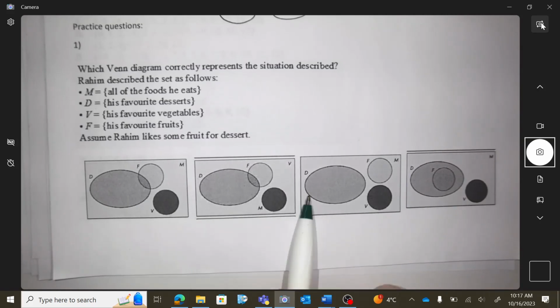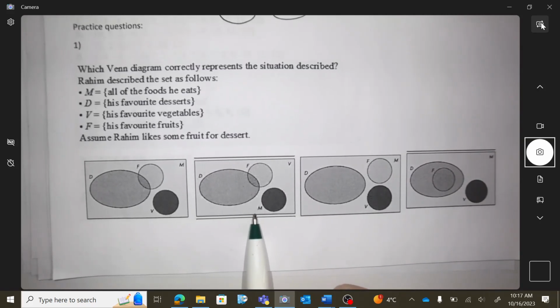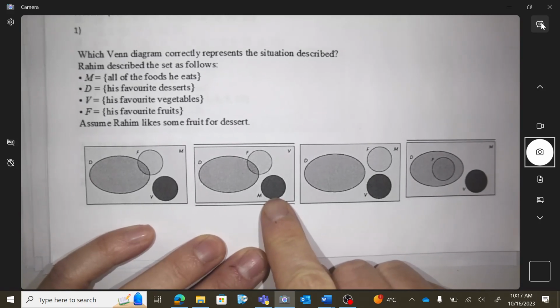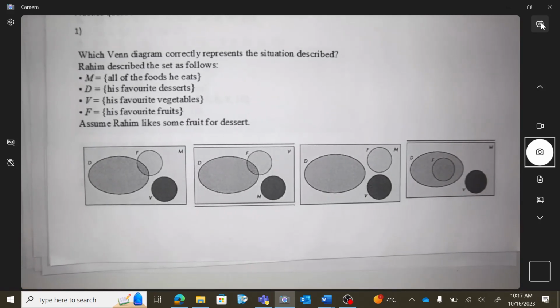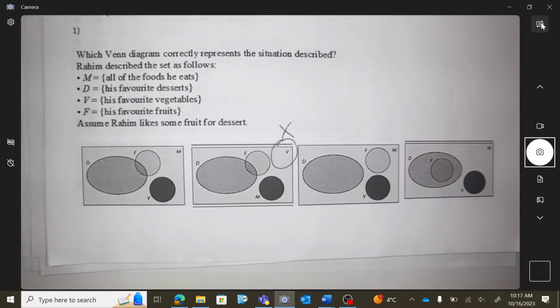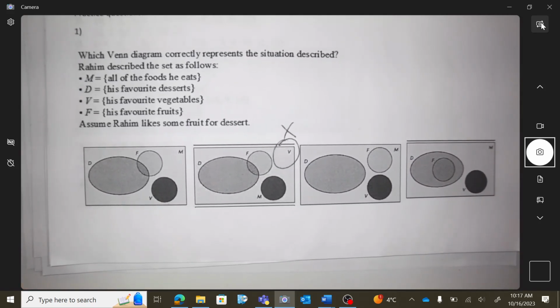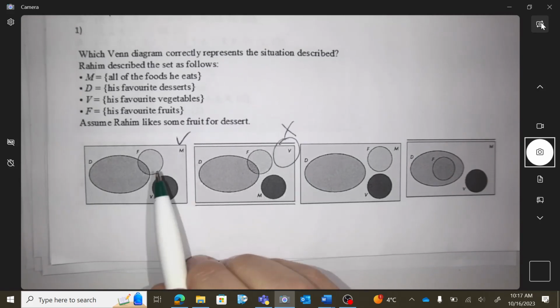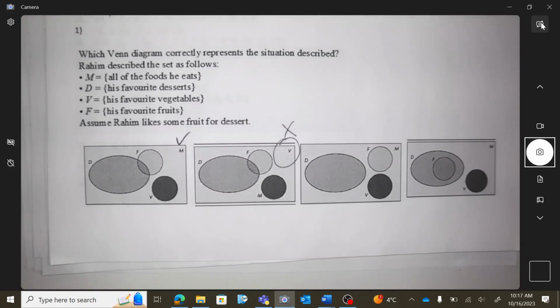Okay, this one doesn't make sense to me because all of the foods he eats is M, and then vegetables is the whole thing. So that one doesn't make sense. Everything doesn't belong to all the vegetables. This makes sense. M is the whole box. All the foods he eats is M. So that one makes sense.